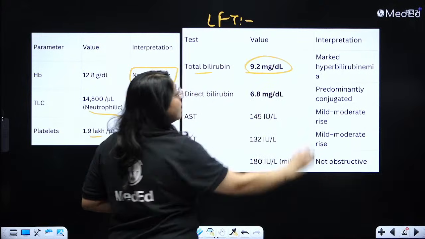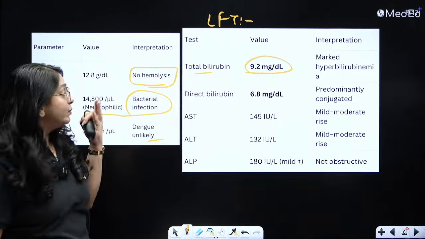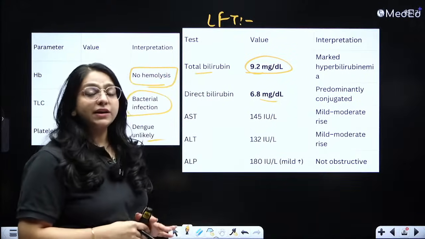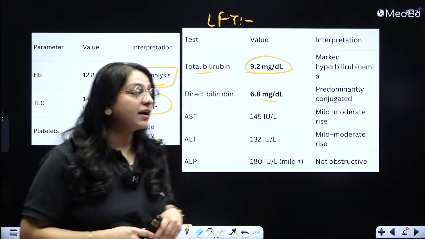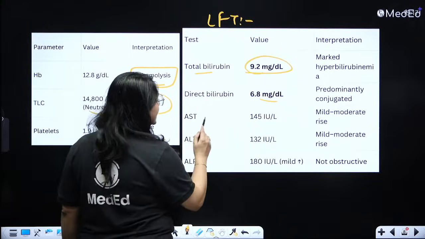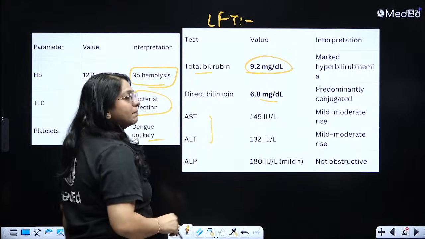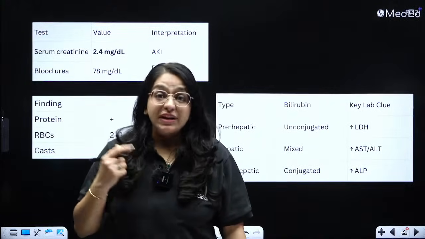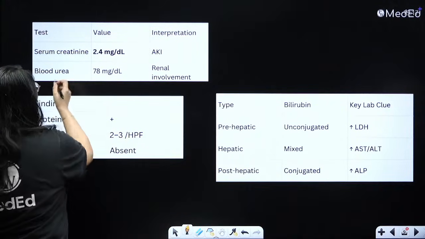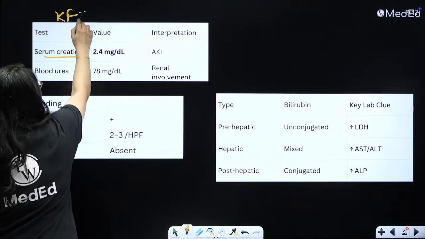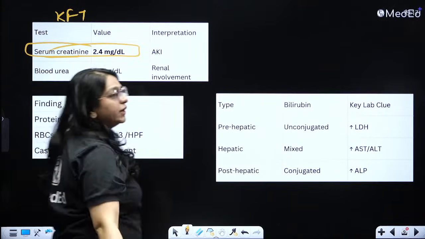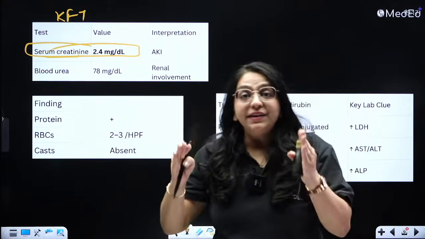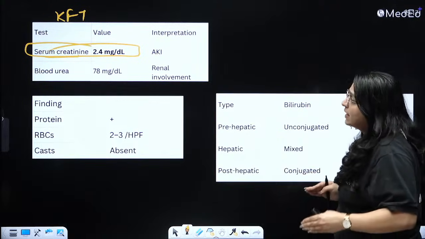Then, we did the liver function test. Bilirubin is raised, marked hyperbilirubinemia, 9 bilirubin, out of which direct is 6.8. So it is predominantly conjugated. Also, there was cola colored, dark yellow urine. AST, ALT are raised, ALP is only mildly raised, which is again a marker. We did the LDH also, which was raised. Then serum creatinine on KFT was raised. Patient is going into kidney injury. It is telling me a completely deranged liver and kidney, and acute renal involvement is there.